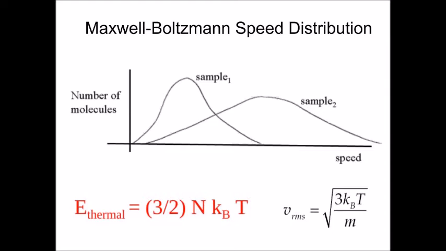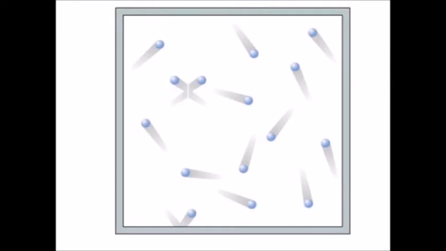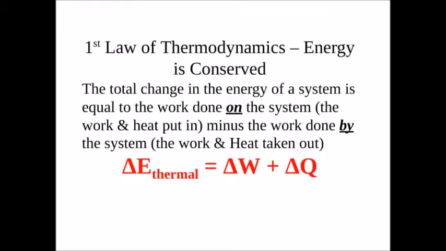And we have here a sample of gas bouncing around, and we're thinking about its energy. Heat is energy transferred due to a temperature difference. And if you're thinking about energy, let's talk about energy conservation, and let's call it the first law of thermodynamics. The total change in the energy of a system is equal to the work done on the system, the work and heat put in, minus the work done by the system, the work and heat taken out, which is probably the worst definition I've ever written or ever copied down.